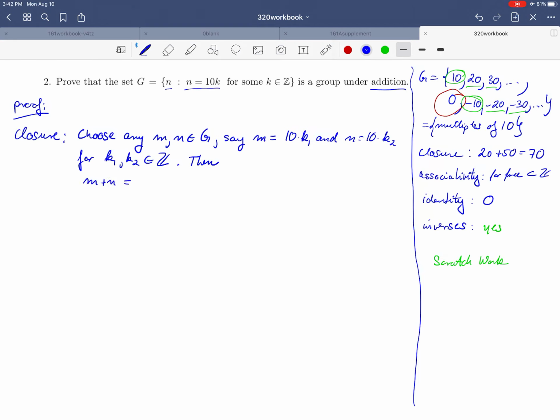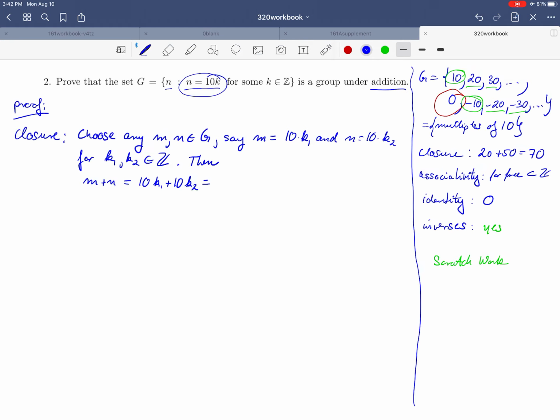Okay. So then, what happens if we add those two numbers? So m plus n is equal to 10k1 plus 10k2. And where are we going with this? We have to demonstrate that m plus n is in our group G, in our set G. And what puts something into G? Well, it has to be a multiple of 10. We have to write it as 10 times an integer.